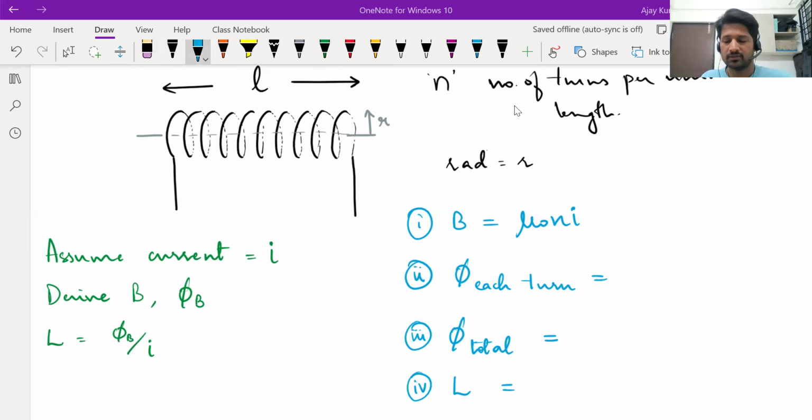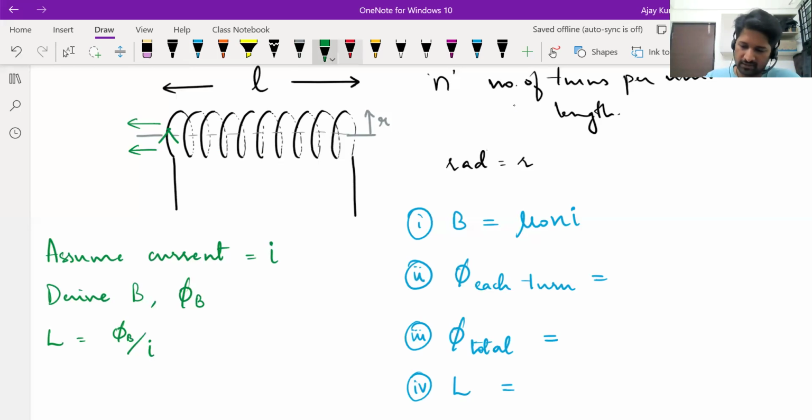Anyone? What is the direction of this? Left. Okay, see, left or right depends on how the current is flowing. You should say it is parallel to the axis of the solenoid. If current flows like this, then curl your right hand fingers this way, the magnetic field will be to the left.